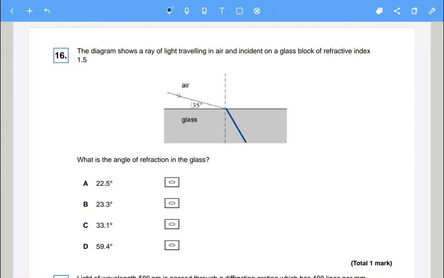And just for a bit of knowledge, obviously when it leaves the glass and goes back into the air, it's going to refract away from the normal as it enters a less dense medium.